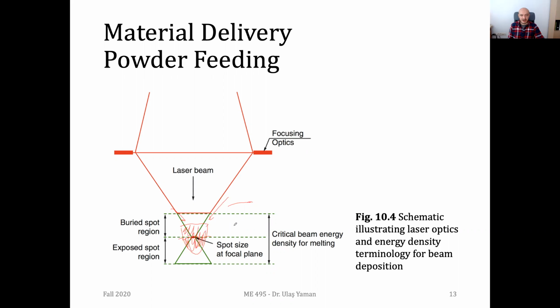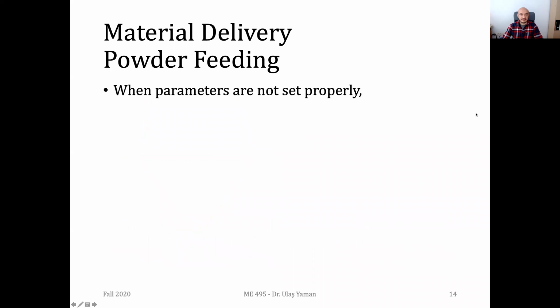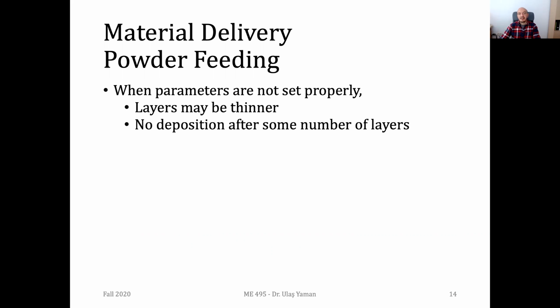If you jet your powders around here, they will not be melted and solidified with the remainder of your part. You will be wasting most of your powders. So the parameters are highly important, as in the case of our other additive manufacturing processes. If you have missed parameters, you may have thin layers. You may not come up with the proper layer thickness. You will not be able to deposit after some number of layers, since your focal plane will be, let's say, above, and your material will not be colliding with the previous layer.